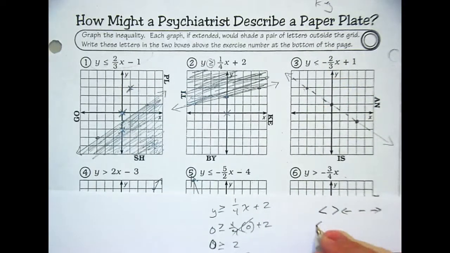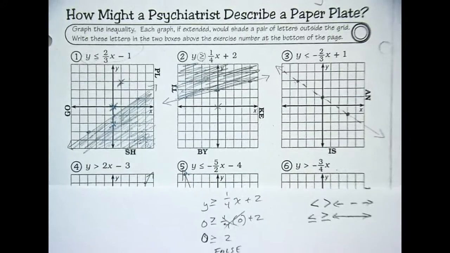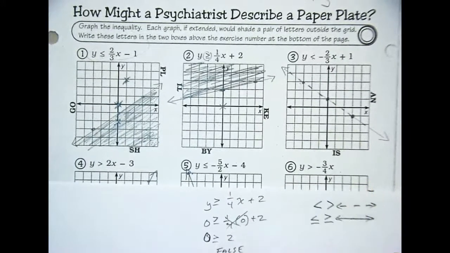If you have a less than or equal to and a greater than or equal to, then it's a solid line. This means the points on this line are solutions. This one means the points on this line are not solutions. Okay, so make yourself a note. And on number 3, I want you guys to figure out where to shade for number 3.